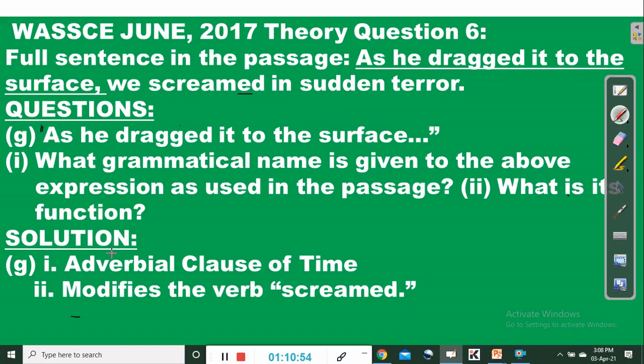Then two questions again are asked, similar to the previous questions we already solved. Question I, what grammatical name is given to the above expression as used in the passage? II, what is its function? Basically the same questions. Now, let's use the same principles we earlier used. What do we use here? We use the border principle.